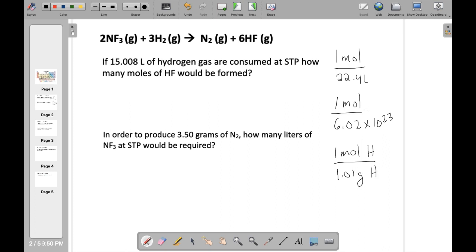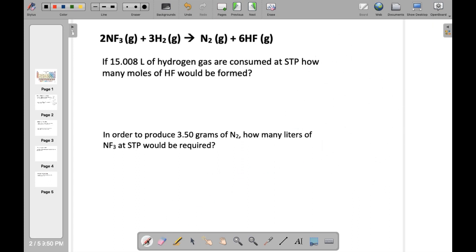Using these conversion factors, and when I say conversion factor, really what that means is it's a relationship between 2 units that will help us convert between units. Using these conversion factors, I can solve pretty much all the stoichiometry problems I'm going to get at this level. So let's begin. If I have 15.008 liters of hydrogen gas, which are consumed at STP, how many moles of hydrogen fluoride would be formed?